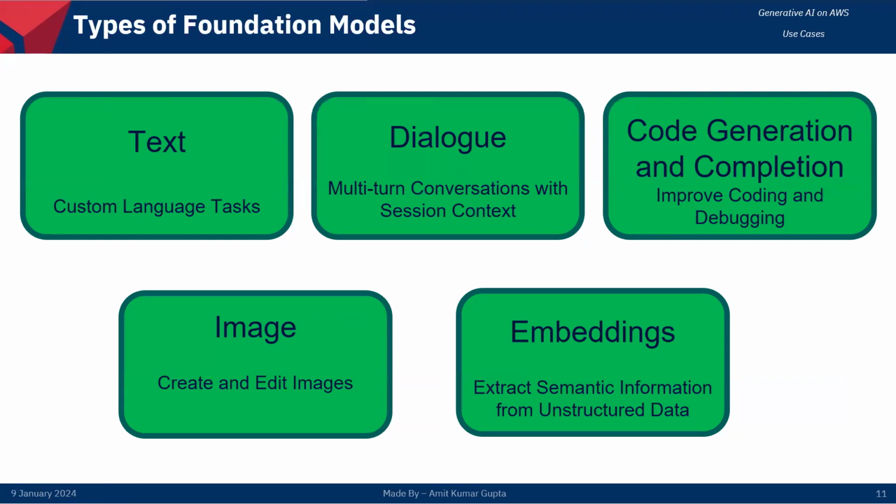So these are the types of foundation models. They are basically categorized as text for text generation, image for image generation, right? And other types are dialogue, code generation and completion, like CodeWhisperer models, and embeddings, right? But in this demo, we will discuss the text type of foundation model, right? In this series, I have covered only this type of model, but in future series I will cover other types of foundation models also, right?